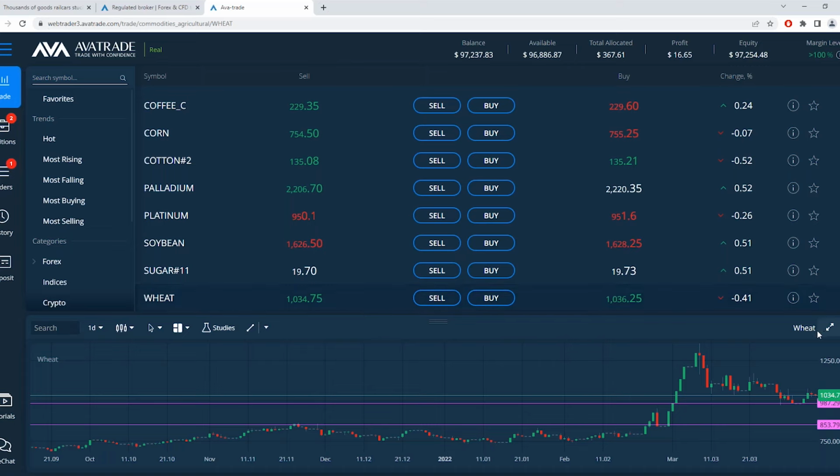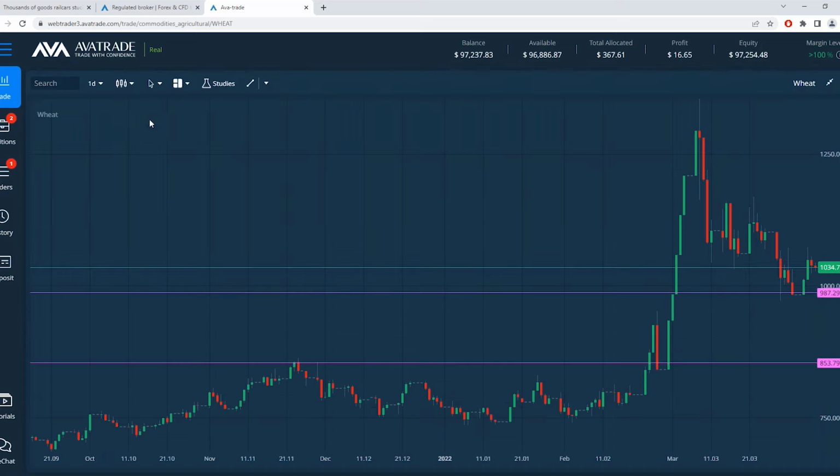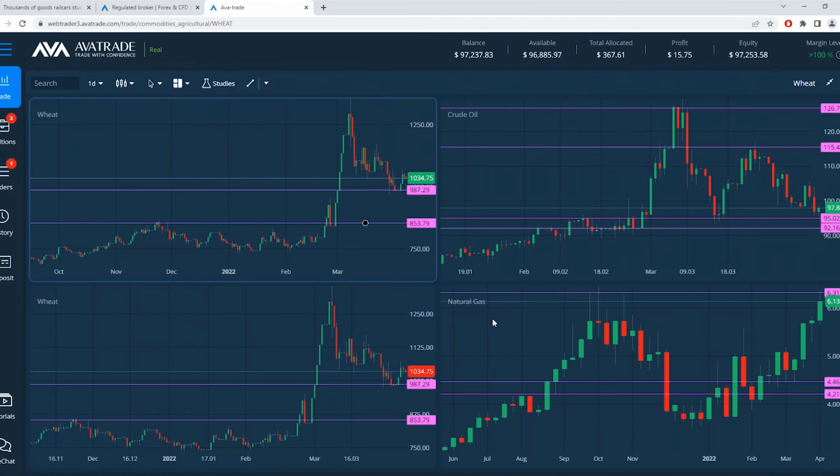We've got some time. If I expand this view again, go back to the multi-chart view. Natural gas was something that we could look at as well. And if I want to put natural gas in the top corner, so we can expand it to a full chart view.